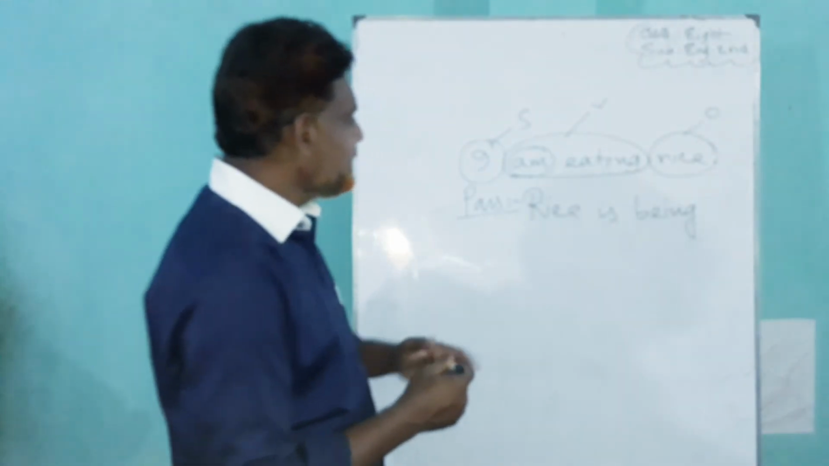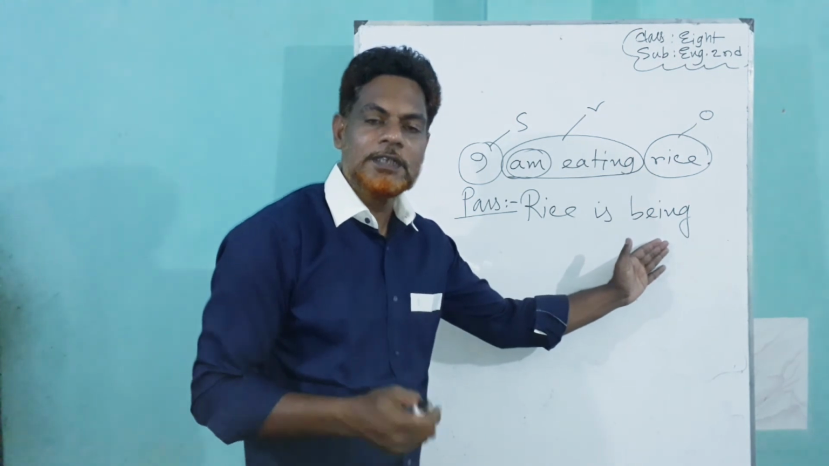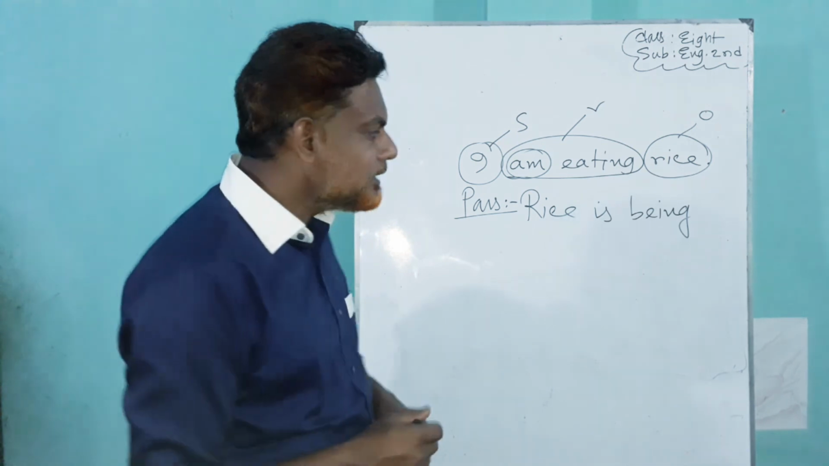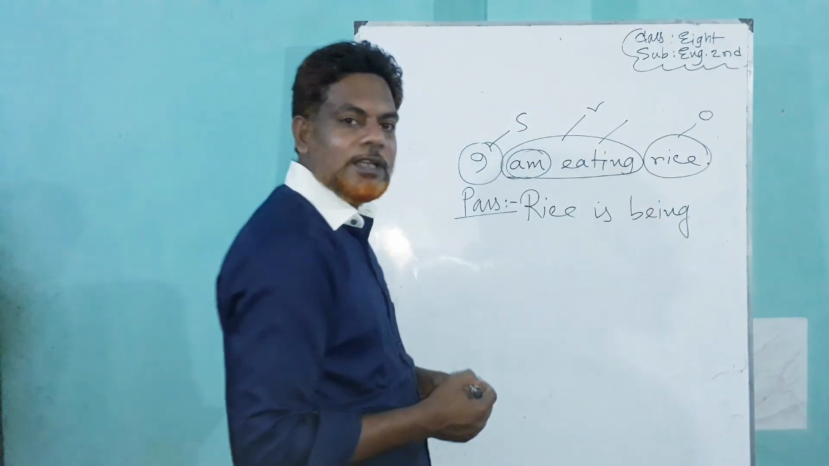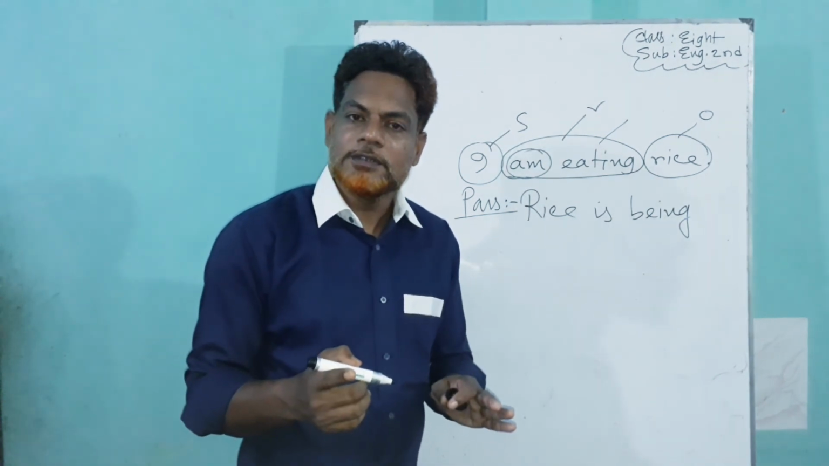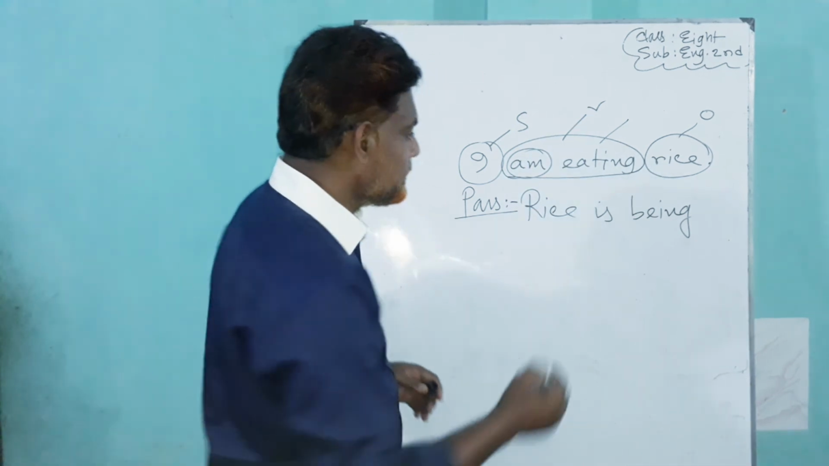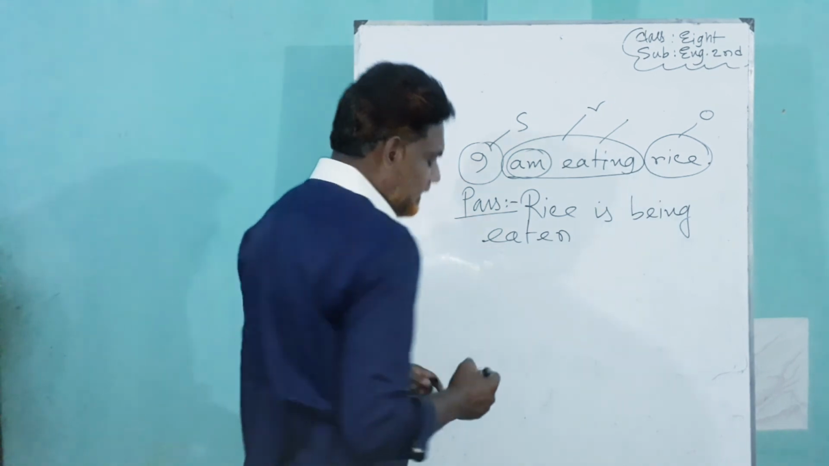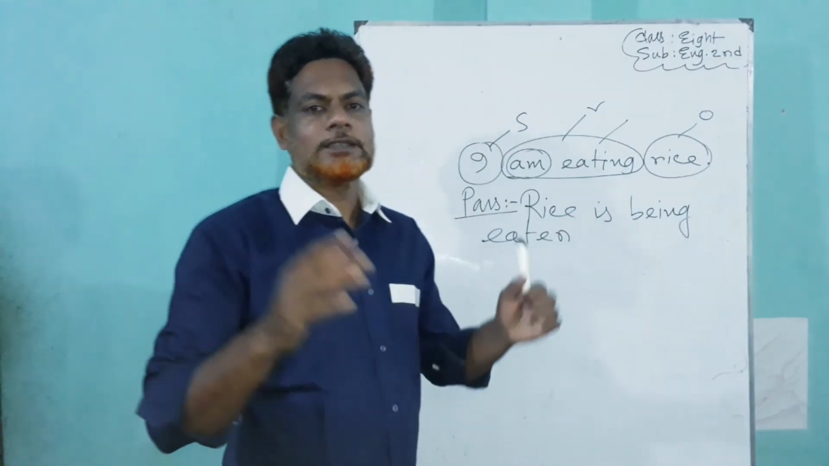As there is be verb in the active voice, you have to write be verb plus being in the passive voice. Then you have to write the past participle form of the principal verb. What is the main verb? Eating is the main verb, but you have to write the past participle form, because using past participle form in the passive voice is a must. So you have to write the past participle form of eating. It will be eaten.